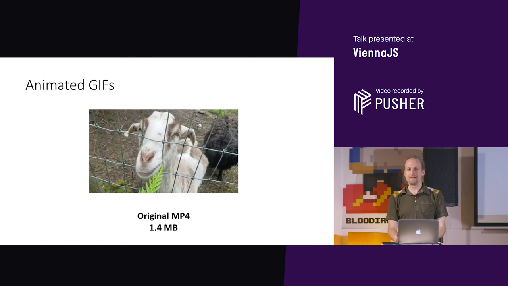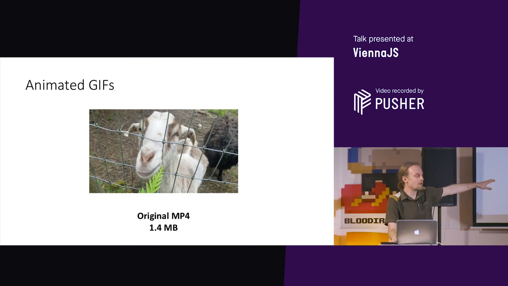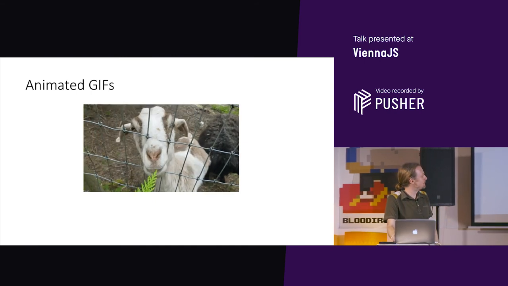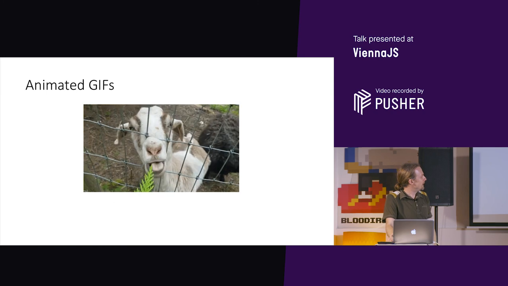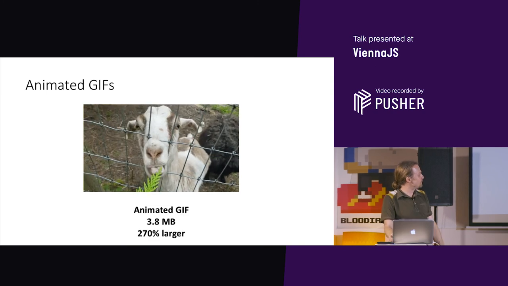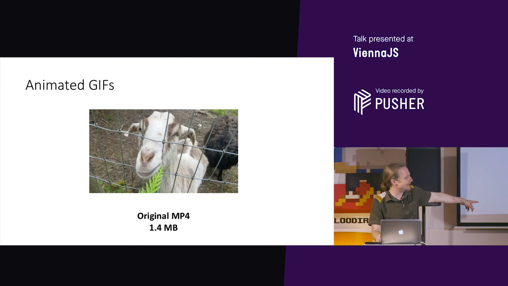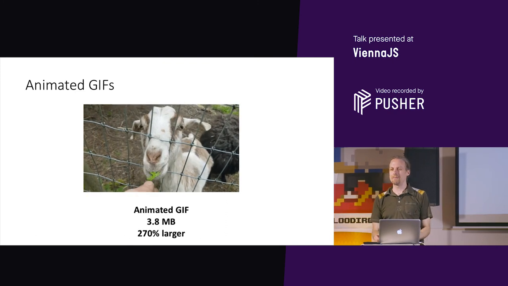Who loves animated GIFs? Everybody, or half the people. That's awesome. When I lived in Seattle, I had goats, and this is Nora. And I thought, we need to make an animated GIF of Nora. And the problem is when I take that movie, which is 1.4 megabytes, and I make an animated GIF, it goes to 3.8 megabytes.